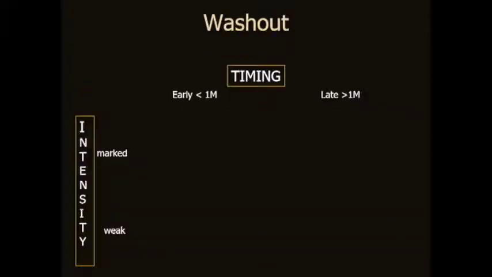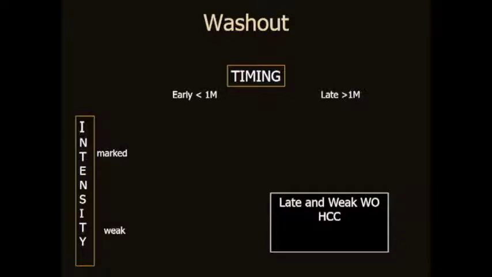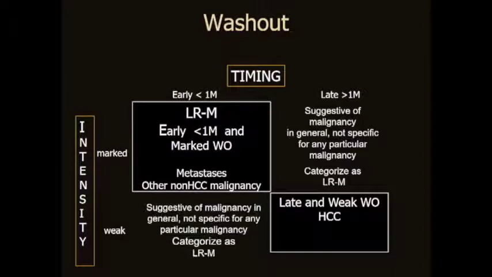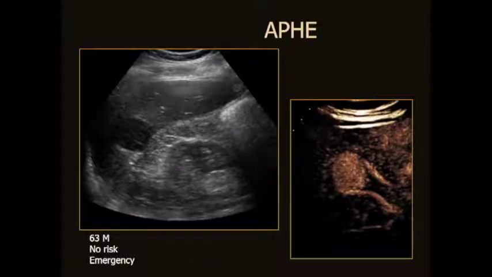So if we make a 2x2 table, we can see that the late and weak washout, we were thinking of HCC, whereas the early and marked washout, we're thinking of metastatic lesions and other non-hepatocellular malignancy. And what do we do with the lesions that come up in the other squares? Well, we're going to characterize them as suspicious for malignancy requiring further evaluation.